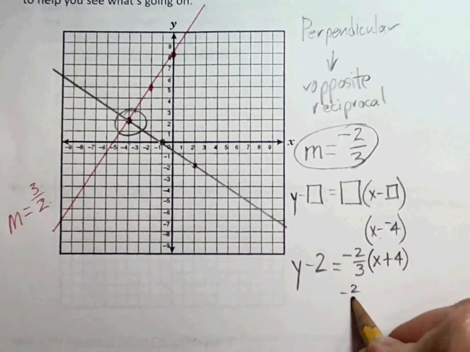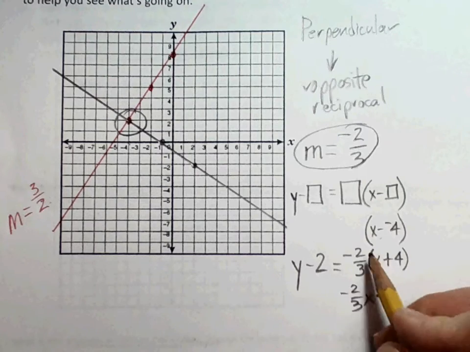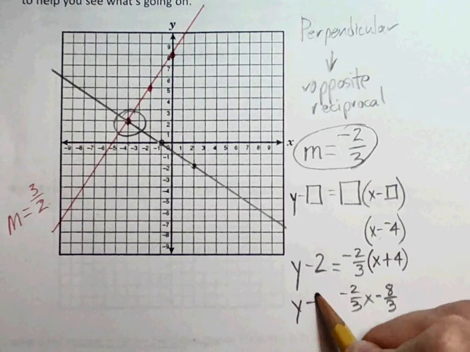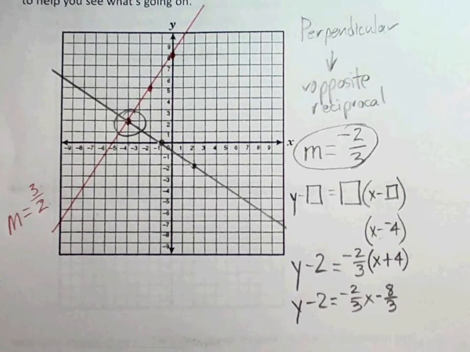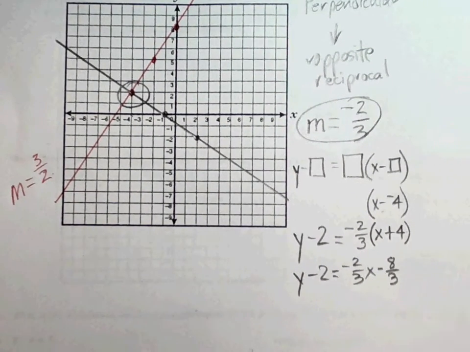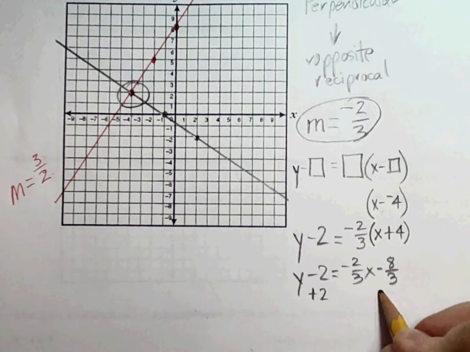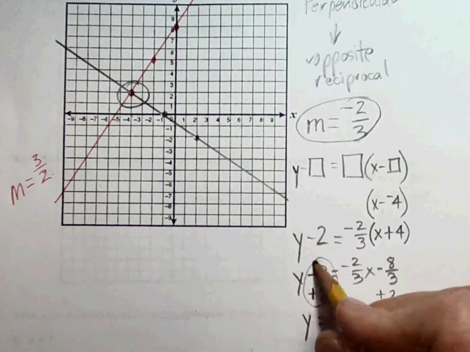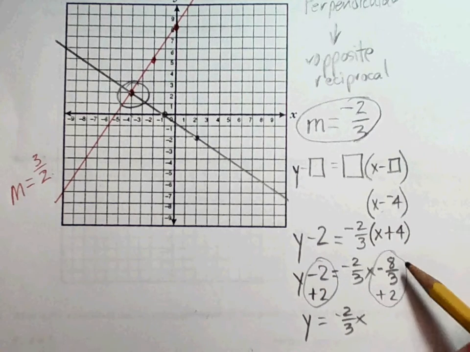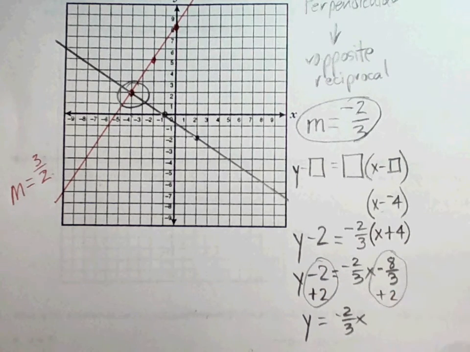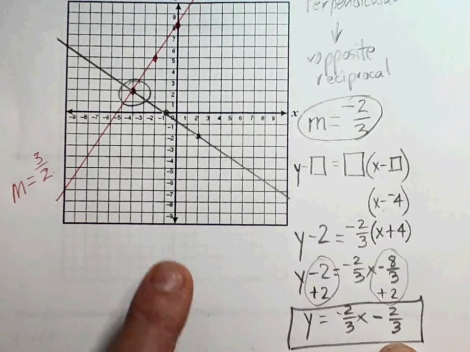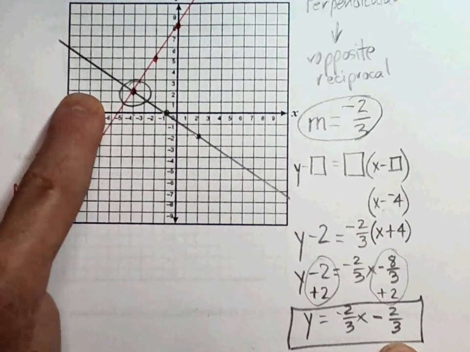If I distribute, negative 2/3 x, 2 times 4 is 8 over 3. That's a fraction. Some of you are already freaking out. And the last step, hopefully you know what to do here. We're going to add 2. Make zeros. And if you use your calculator to type in that fraction plus that whole number, you'll get 2/3. So y = -2/3 x + 2/3, and there is the equation of the line that is perpendicular to the given one.